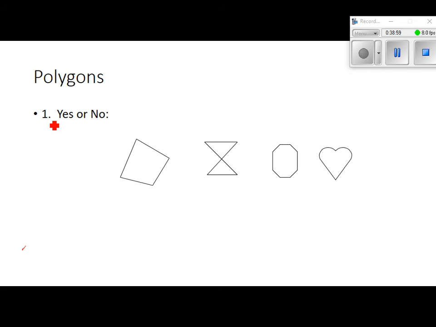First one, is that first one a polygon? Yes. Second one? No. Actually, how many polygons are there here? Two. There's two separate polygons. Third one? No. Why not? Because it's got curves in it.